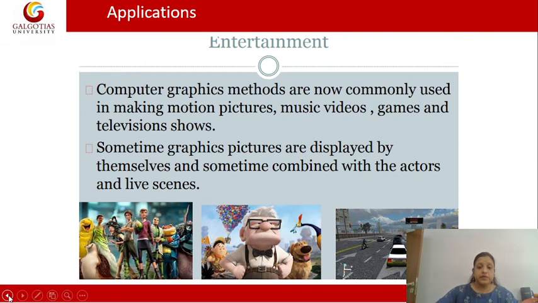So that was all about the lecture. The first lecture of computer graphics of School of Computing Science and Engineering by Dr. Pallavi Jain.